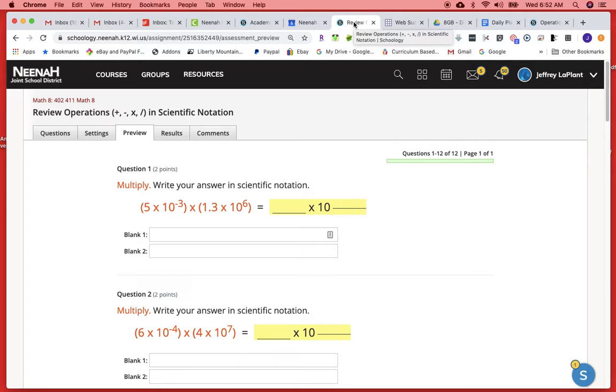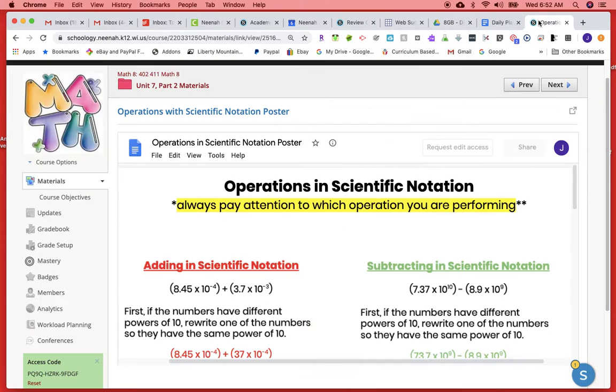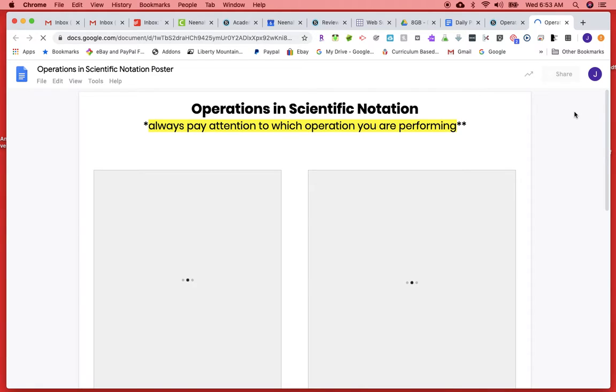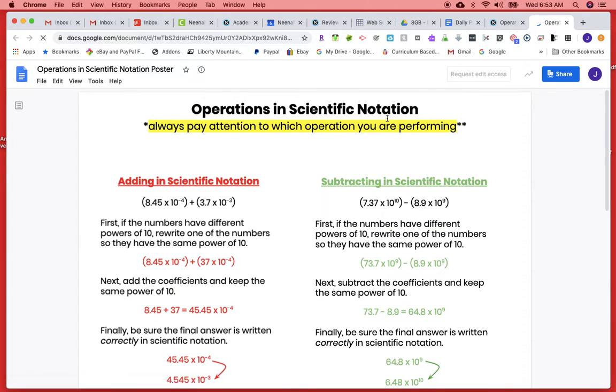Today's lesson will be just a review on the operations of adding, subtracting, multiplying, dividing in scientific notation. Before we begin this, I want to share with you a poster that is available with you, Operations with Scientific Notation. I'm just going to open this up and we'll briefly go over these before we answer the 12 questions on the review.